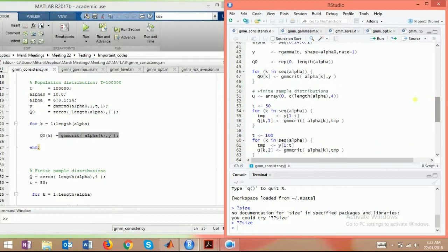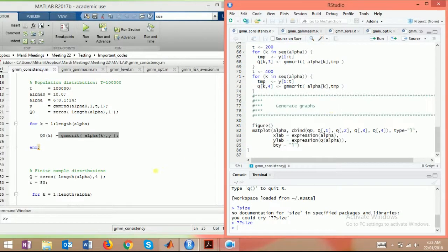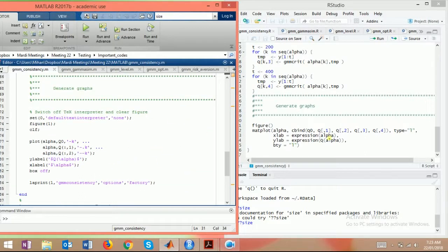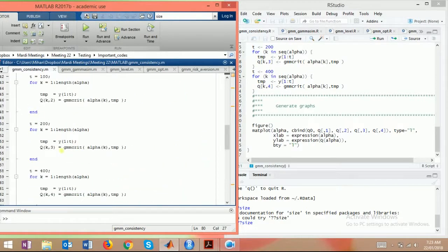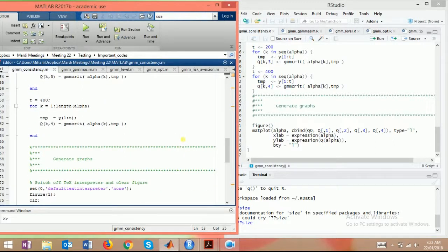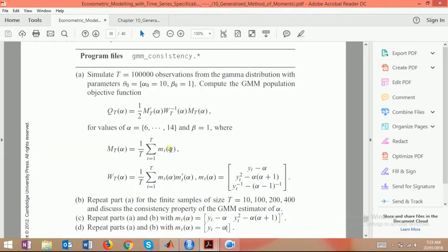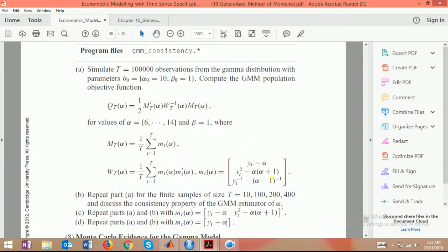And this was just the population distribution, calling the function itself. No optimization or anything. Then we represent them with a figure, and we show that as the number of observations increases, we see consistency. So the population moment is also being achieved from our sample moments. That's all.